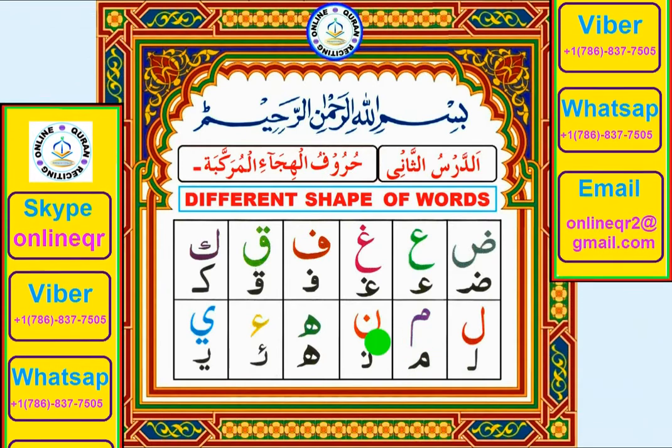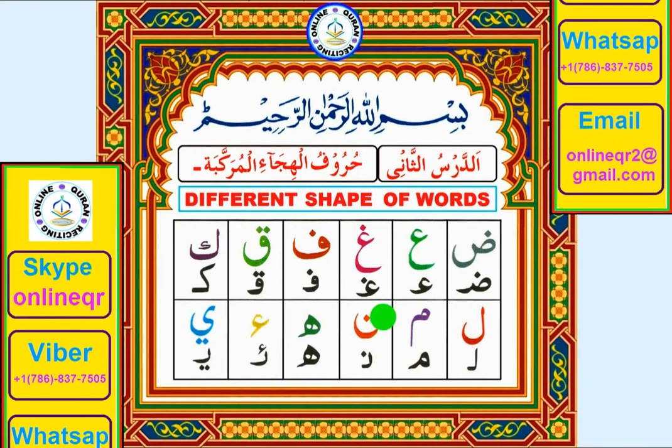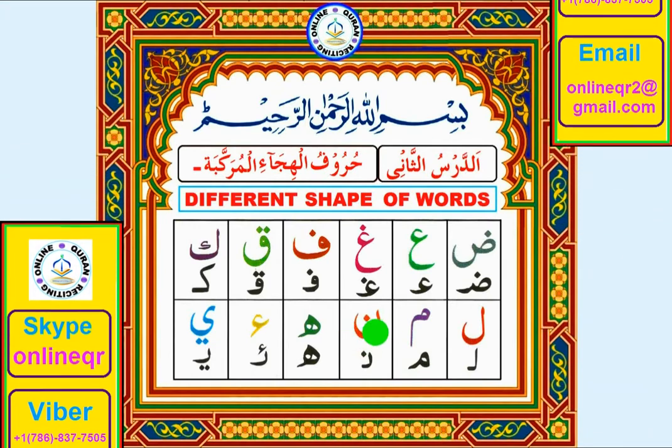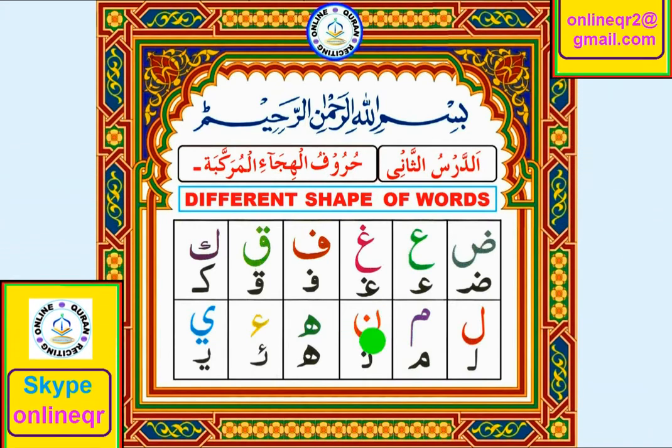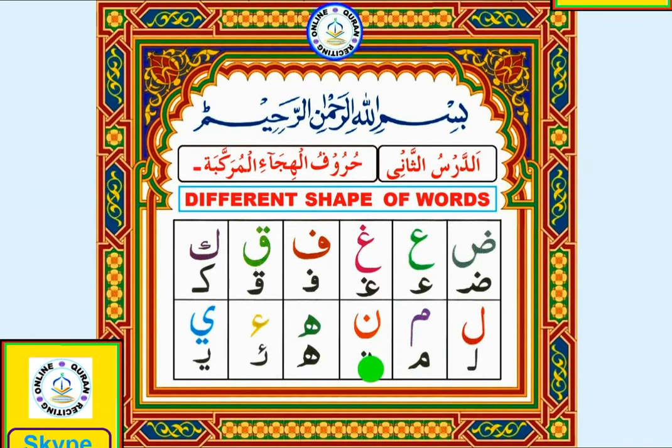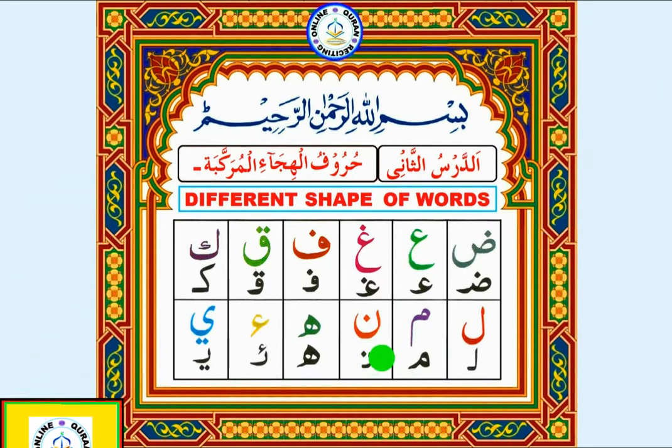This is Noon. After using in sentence, its shape becomes like this. This is Ha. After using in sentence, its shape becomes like this.